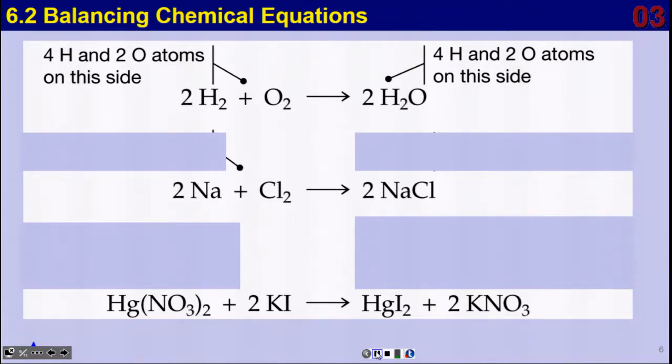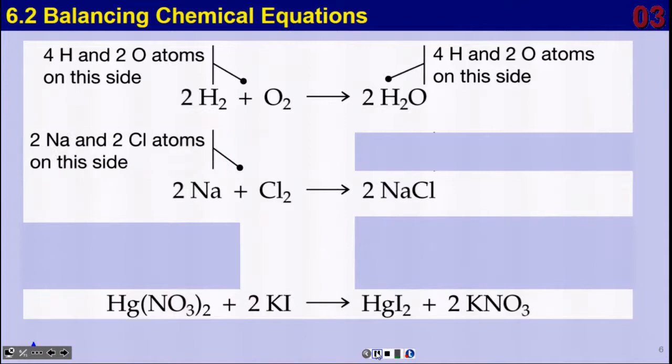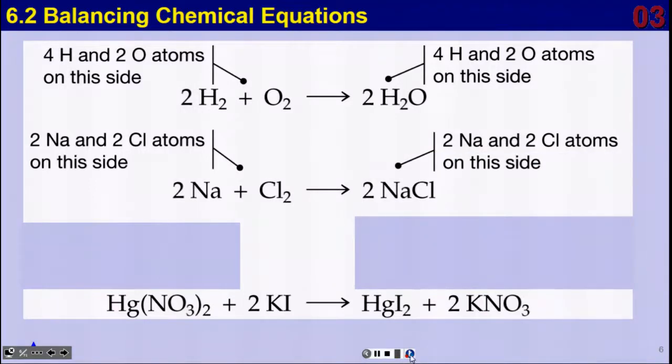If you're combining, in the second example, sodium with chlorine, and remember chlorine is diatomic, which is why it's listed as Cl2, you can hopefully readily identify that there are indeed 2 sodium atoms represented and 2 chlorine atoms represented on the reactant side, as well as 2 of each on the product side.